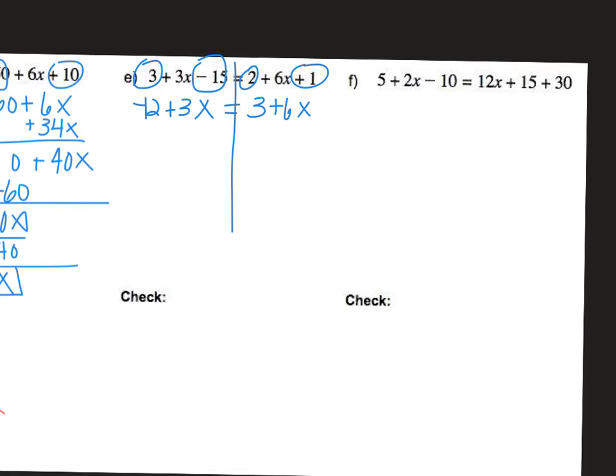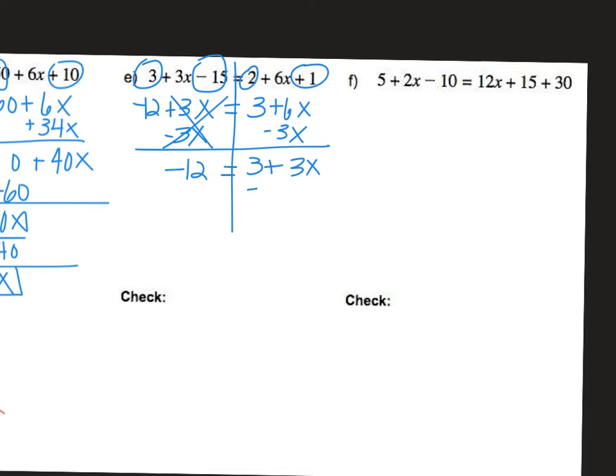So we'll start by getting our x's together. We have a plus 3x and a plus 6x. I'm going to go ahead and move the plus 3x by doing the opposite. So now we have plus 3x and negative 3x go away, leaving us with negative 12. 3 plus 6x's take away 3x's is 3x.